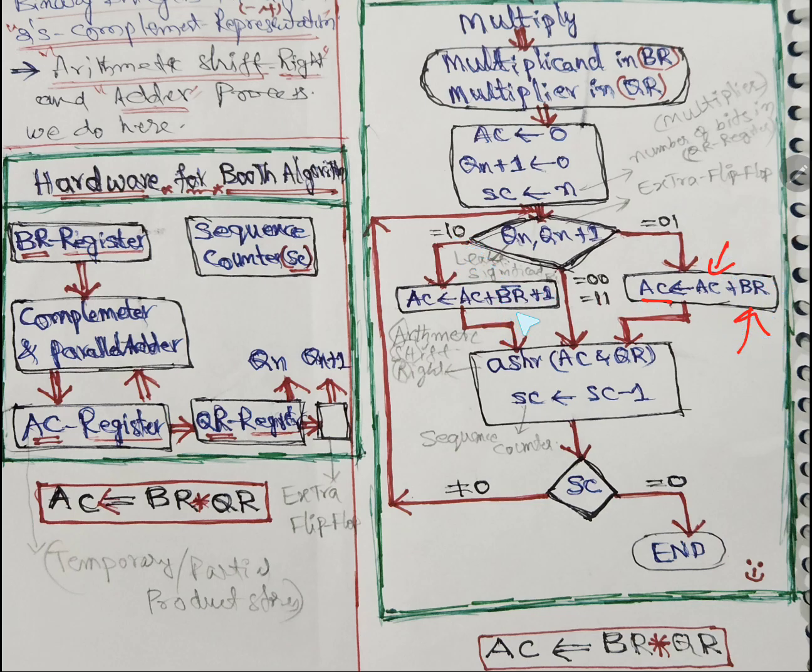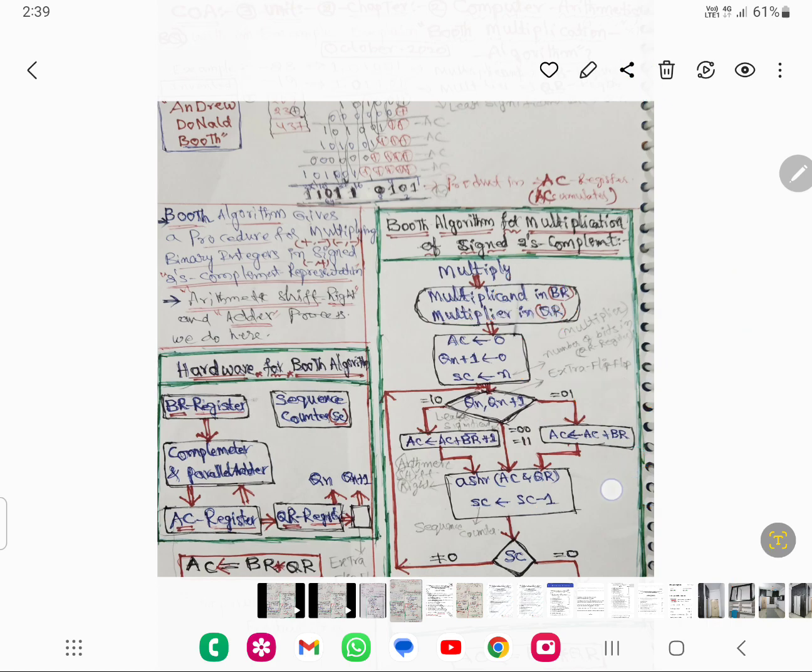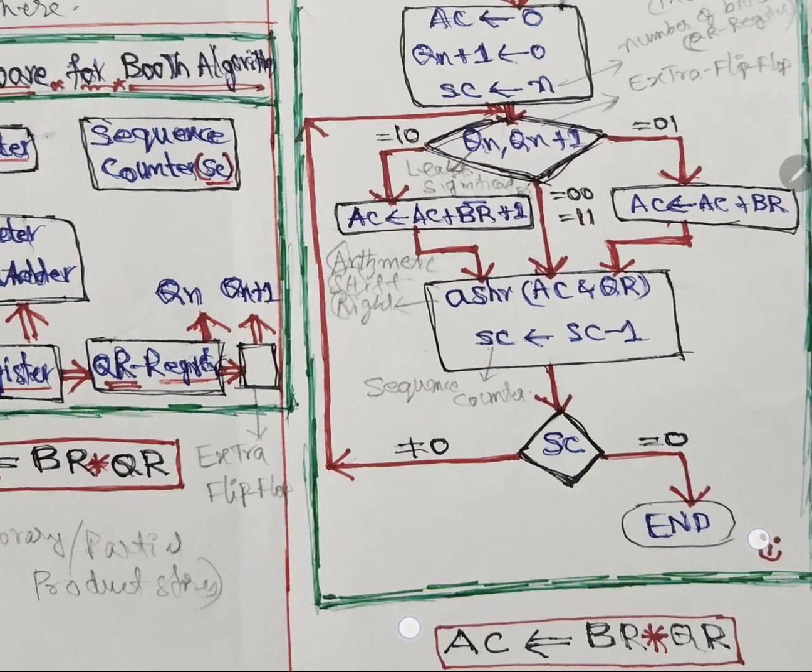If it is 1, 0, it will use the 2's complement here. BR complement, BR bar, BR convert, invert. It means BR's value in the register will be 1's complement and 1 will be added to it. It will get the 2's complement, and it will be added to the accumulator, because there is no subtraction gate. I already told you in my previous videos. Right, then this is done. Then the sequence counter is reduced by 1. Until it reaches 0, it continues, and then it ends. So, happy end: we get the value in the accumulator, and that will be stored in the accumulator register. That will be given in the last box.